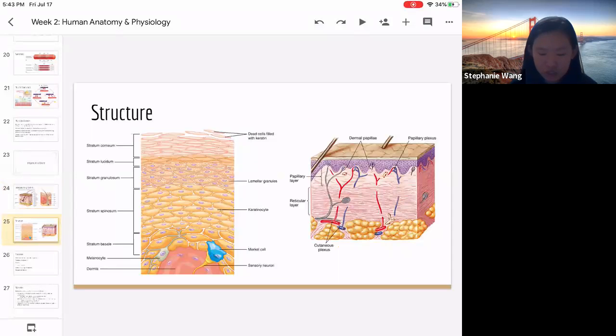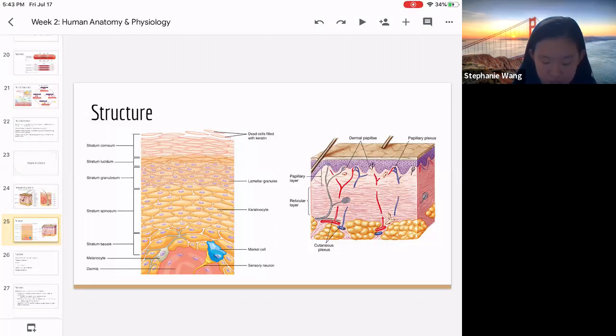Okay, so on the left, I have the structure of the epidermis. And whenever you hear epi in anatomy, you want to think above, like epidermis, or epicardium, which is the outside layer of the heart. So just wanted to give you guys a few examples of what epi means. So let's look at the 5 different layers of the epidermis.